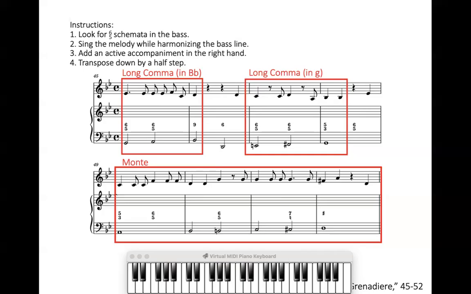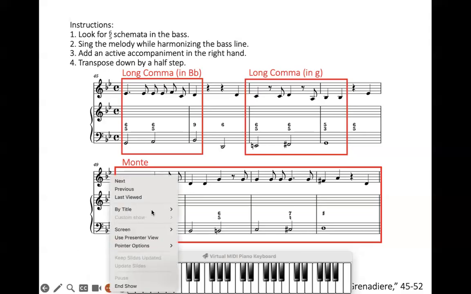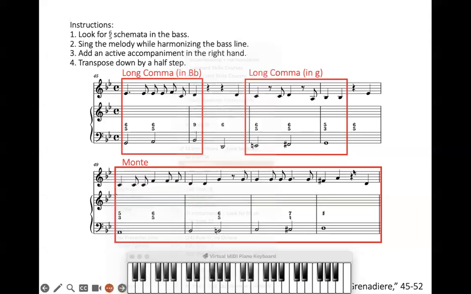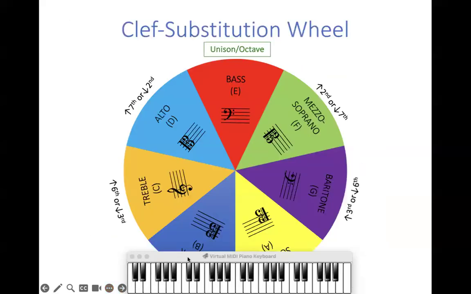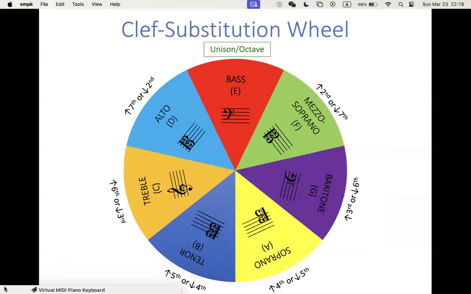And then the next step we can take is to transpose. And how do we transpose this down by a half step? At first this sounds like a very difficult task. So we're also supposed to train clef reading, and we can use that as a way to transpose this. So maybe I'll skip to the slide. So we can use the clef substitution wheel to tell us how to substitute the clefs.